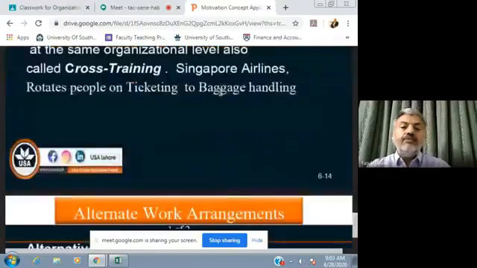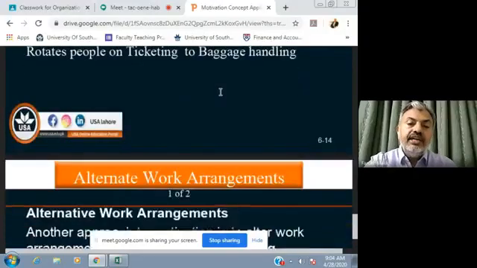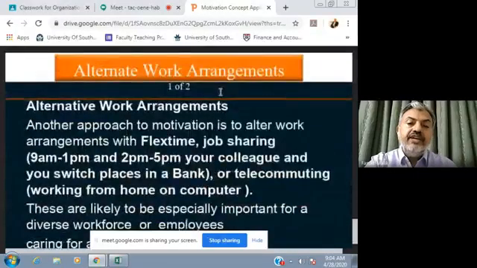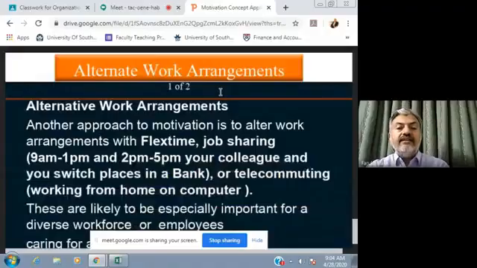Example of Singapore Airlines were discussed. Ticketing staff were rotated into the baggage handling department, and the baggage handling department staff were transferred into the ticketing department, and they were trained to complete those tasks, and that's how their skill level enhanced, and they were motivated because they were doing a variety of tasks, and the work that they were performing was not monotonous.